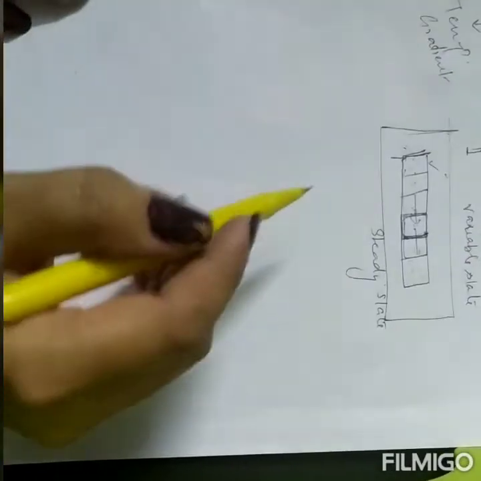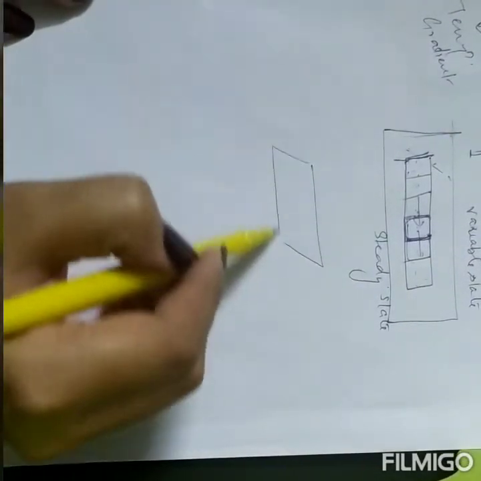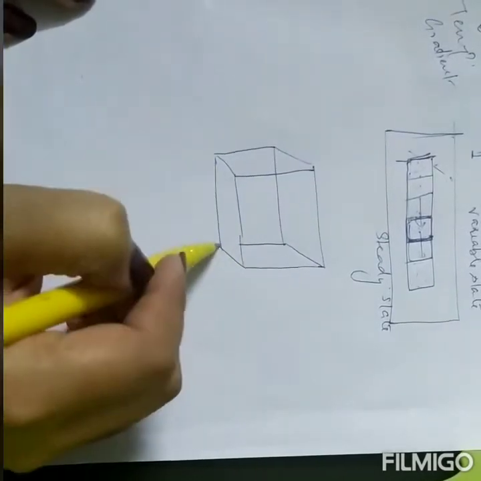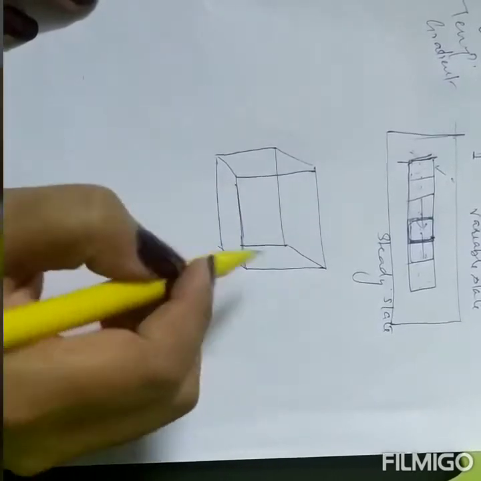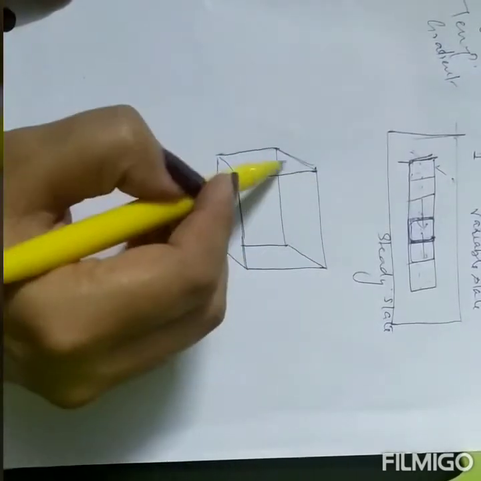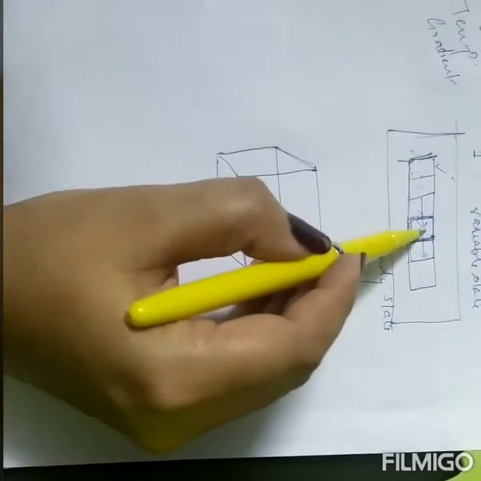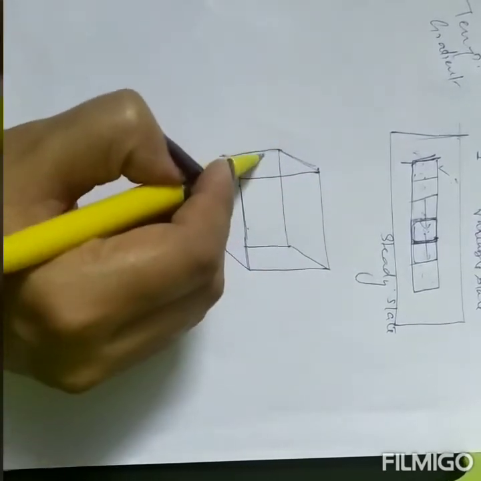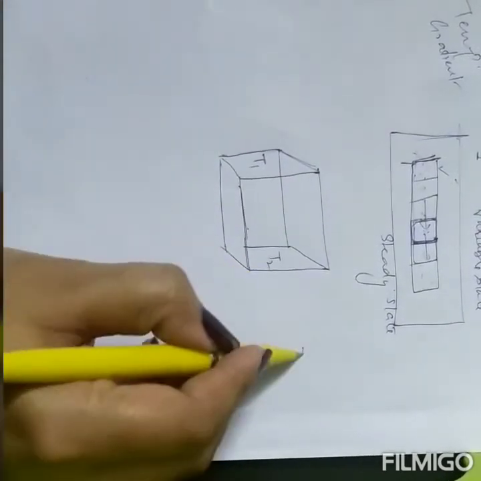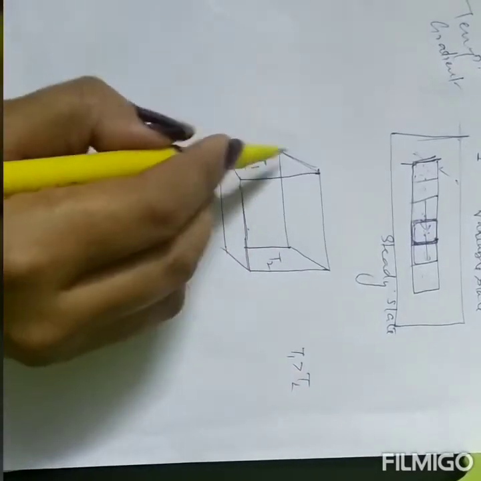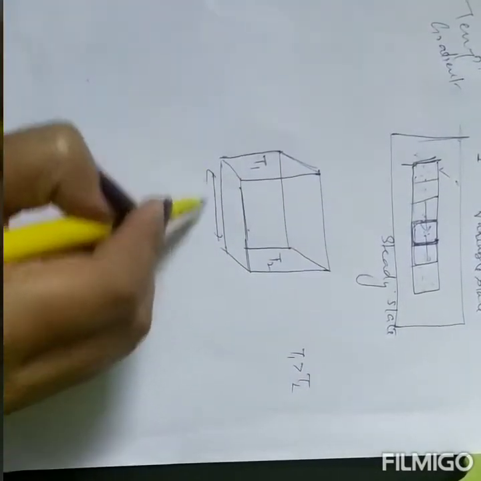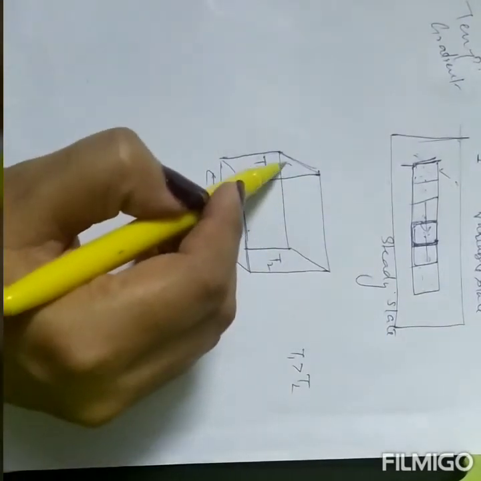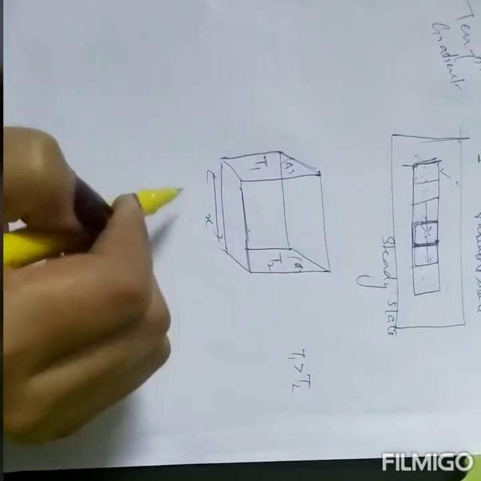Now for steady state, I am drawing another diagram. Suppose we are considering this cube, in its steady state. Suppose I have cut one portion from here. We assume that this face is at temperature T1 and this face is at temperature T2, and T1 is greater than T2. Heat is flowing from this face to this face. The distance between both faces is x. The area of each face is A.